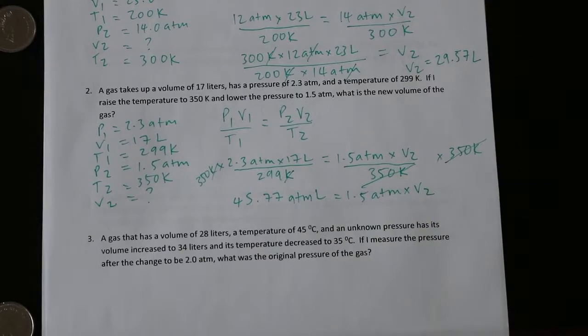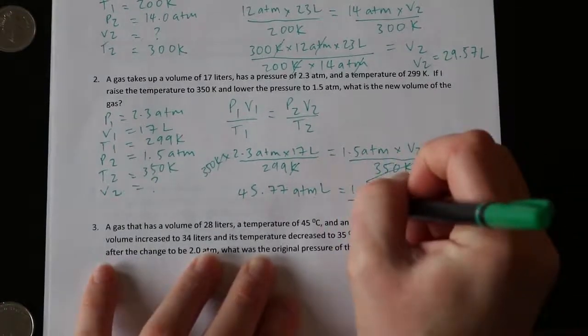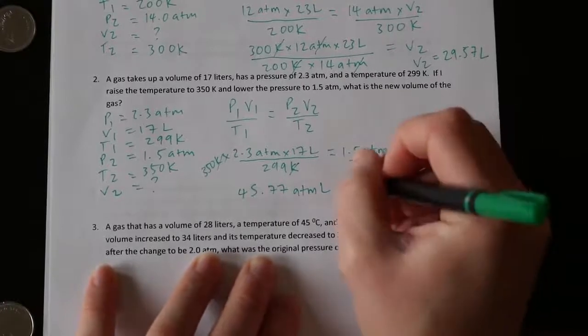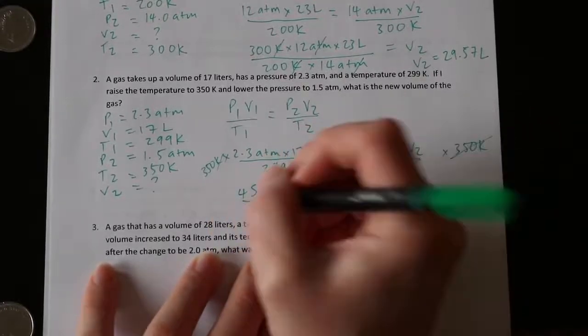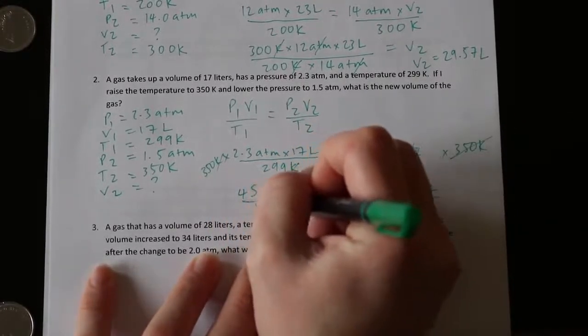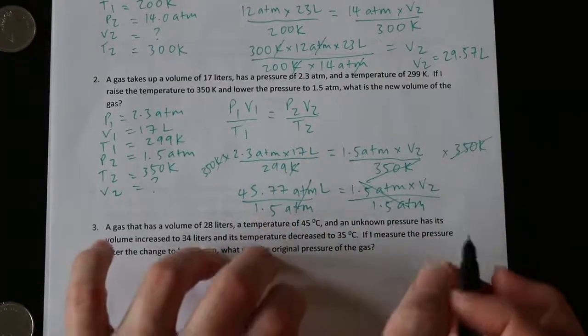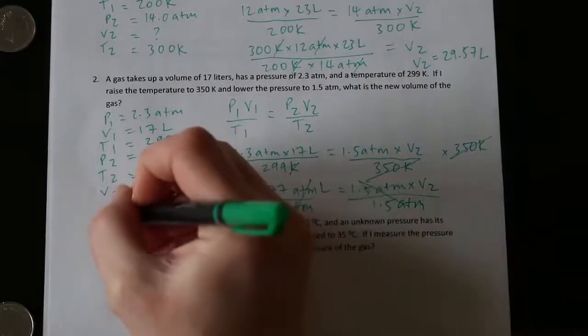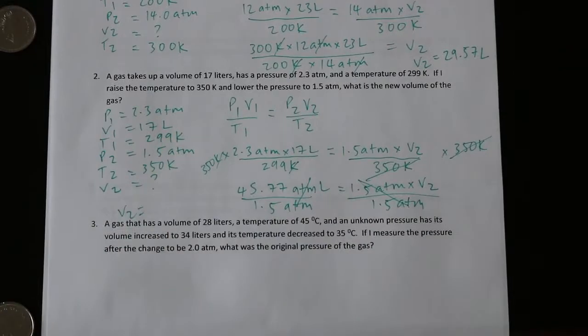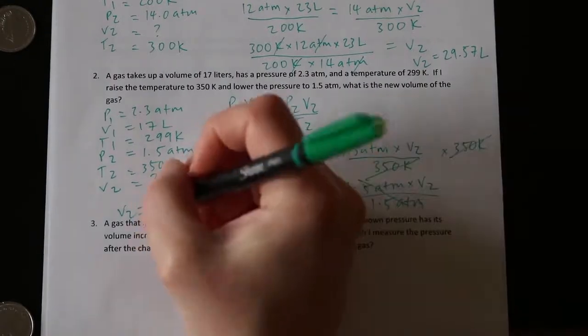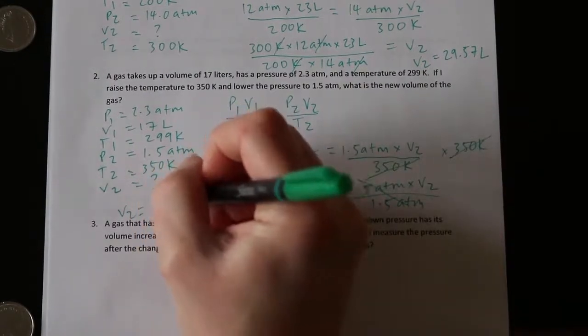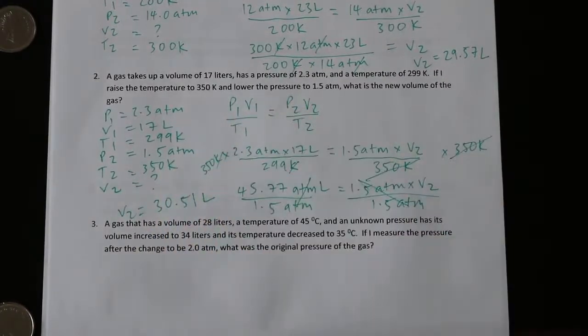So now to get V2 by itself, we just divide both sides by 1.5 atmospheres. And then that whole term cancels, and the units of atmosphere cancel. So V2 is going to equal 45.77 divided by 1.5, and that's going to give us a final answer of 30.51 liters.